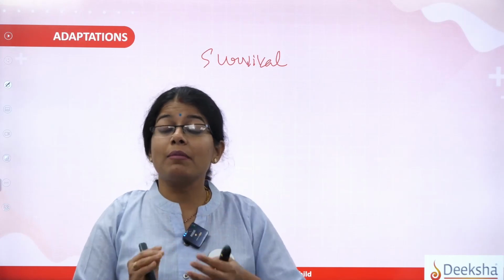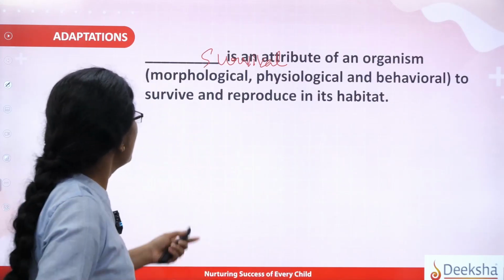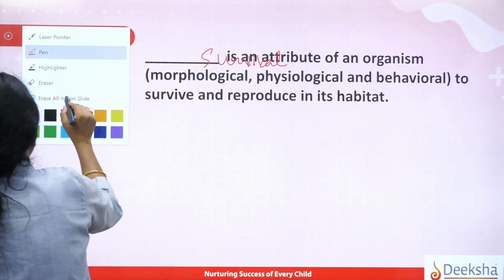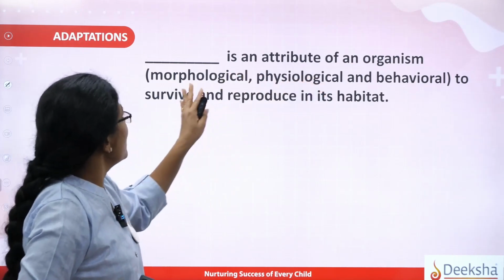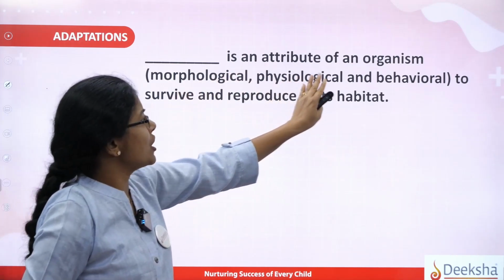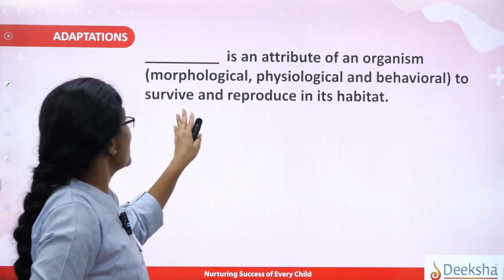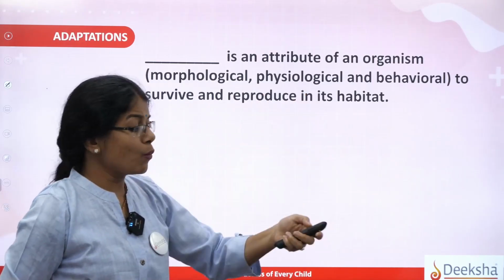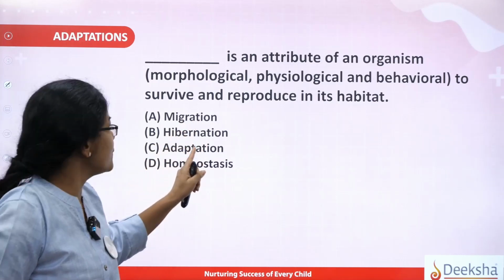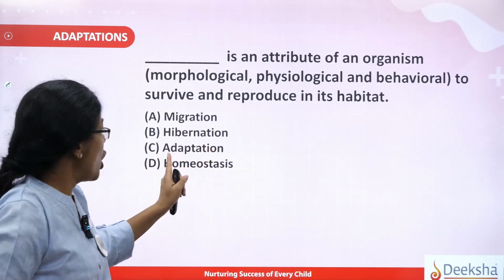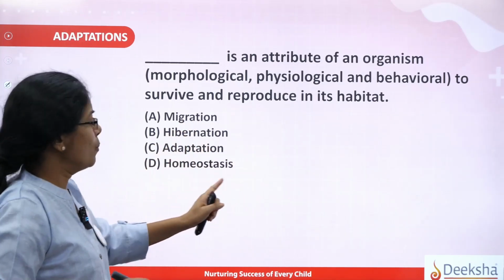So the changes can be of various types. In the previous session also we had discussed this. So dash is an attribute, okay, look at that now. Dash is an attribute wherein an organism's morphological, physiological and behavioral features help it to survive and reproduce in its habitat. What is it now? Is it called migration, hibernation, adaptation or homeostasis?